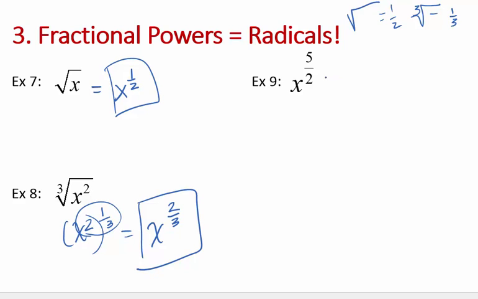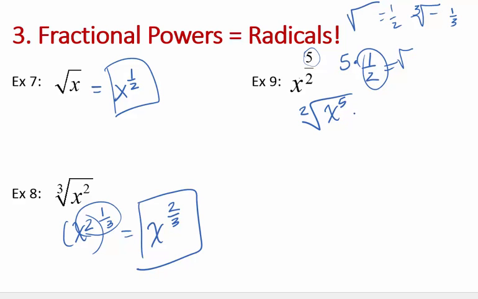Look at number 9. We got weird stuff going on here. We have x to the 5th, right? So split that up as 5 times 1/2, okay? So what I have is x to the 5th times the 1/2 power. What is the 1/2 power? That means it's a square root, so I put it under the square root.